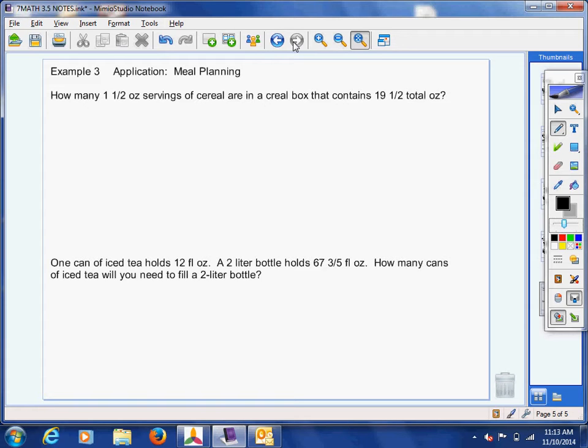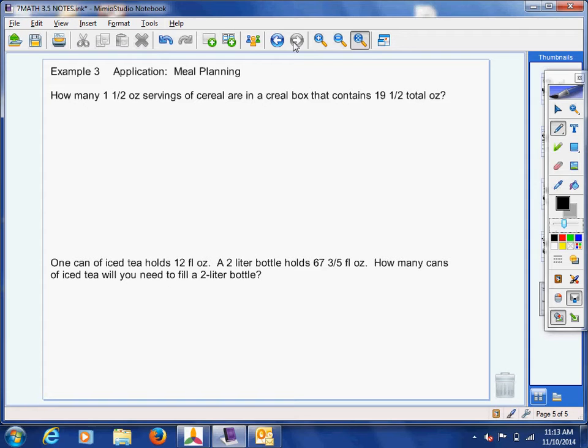How many 1.5 ounce servings of cereal are in a cereal box that contains 19.5 total ounces? Now, you have your box of cereal, and if we had a measuring cup, they're asking us, if I took out 1.5 ounces out of my box, how many scoops would I have scooped out of my box? Okay? So, remember what we talked about. They gave you the whole amount that's in that box, and they want to know how many of a certain increment, in this case 1.5, how many 1.5 ounce increments are there in the box?